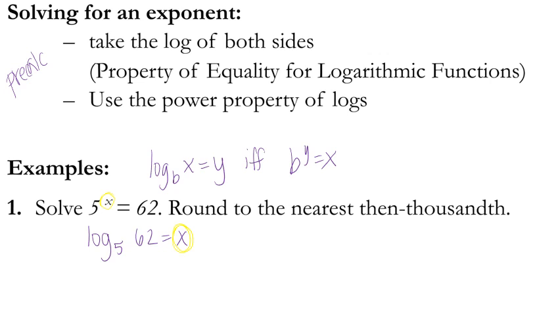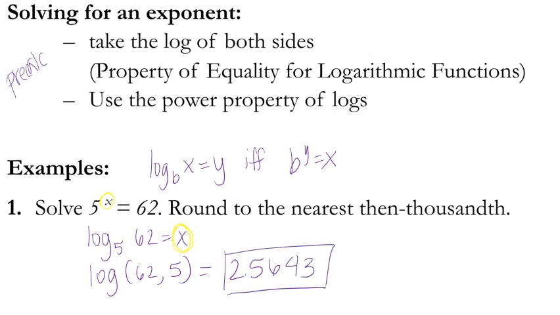Okay? This is not something that we can do in our heads. We'd actually have to use our calculators for this. In your calculator, you could plug this in as log of 62 comma 5. And that is equal to 2.5643. Simple as that. So we're just using the definition to help us.